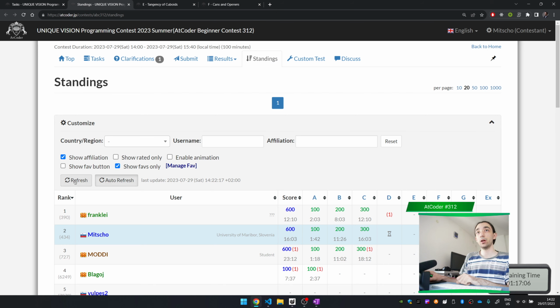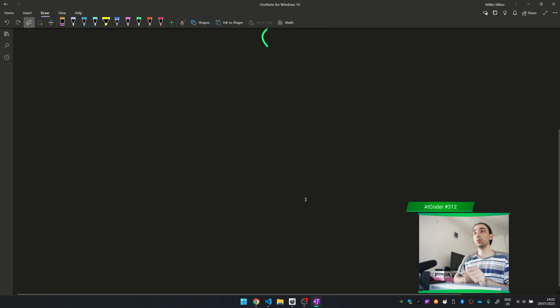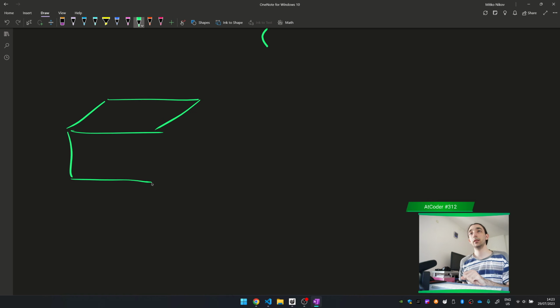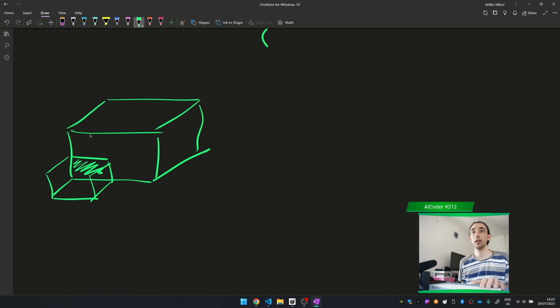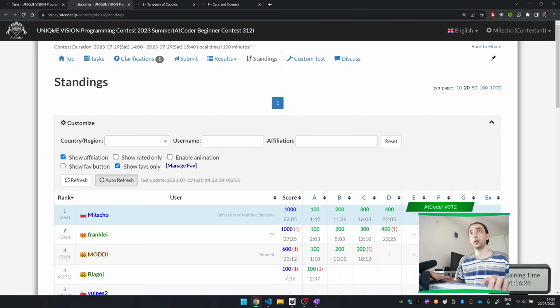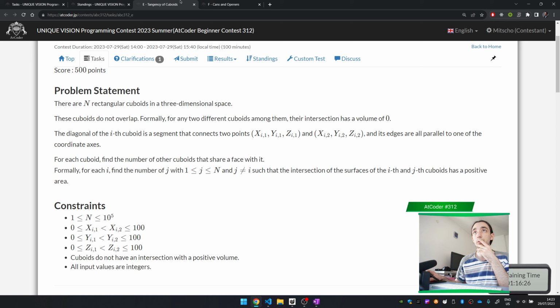So okay, this is quite a cool problem, actually. Quite a cool problem, considering that the cuboids are like this. So you have some cuboid here and some cuboid over here, right? Could be something like this, doesn't really matter. There's some overlap, and there's the diagonal of this cuboid, but this diagonal could be here as well, right? So that's one thing.